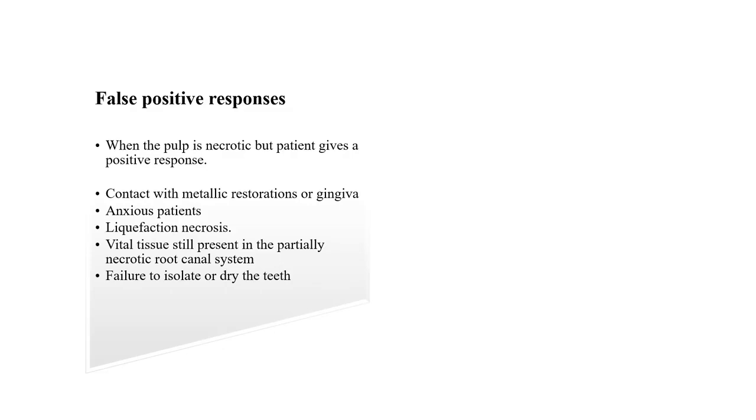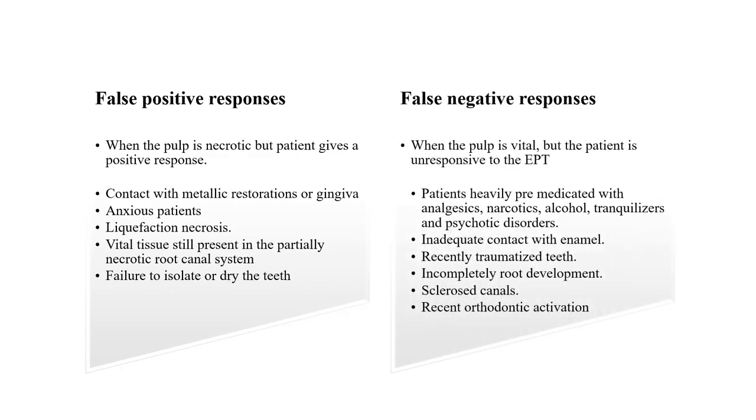Now, when do you get a false positive response? A false positive response means that the pulp is necrotic. It is non-vital, but the patient says, I have pain. He gives a positive response. So, when does this happen? This happens when there are metallic restorations, patients are very anxious, there is liquefaction necrosis of the pulp. Because of a conducting fluid which is present, the patient is giving a positive response, or you have not isolated the tooth properly. Isolation is very important when you do an electric pulp test.